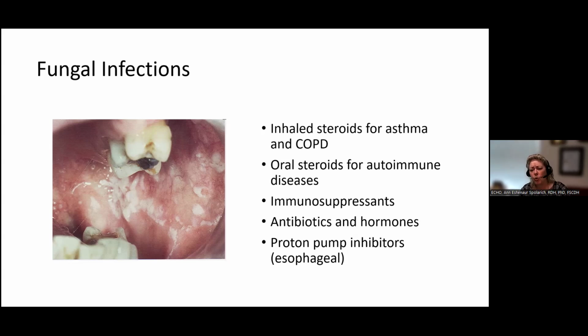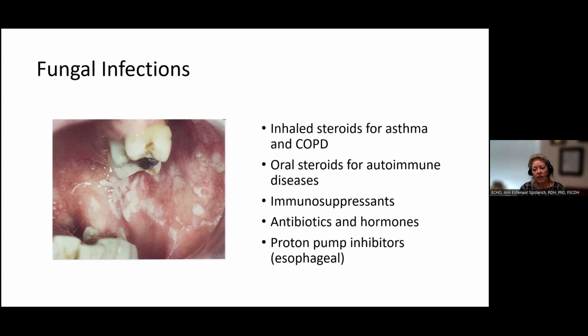So the worst offenders would be inhaled steroids for asthma and COPD, oral steroids that are used for autoimmune diseases, but are also used in supplementation for things like in our patients post-organ transplant, and sometimes used in cancer treatments. All of the newer immunosuppressants fall into this role. We have a lot of patients on immune modulatory drugs, and then, of course, immunosuppressants used for cancer therapy. Antibiotics and hormones can do this, as can the proton pump inhibitors for reflux disease.